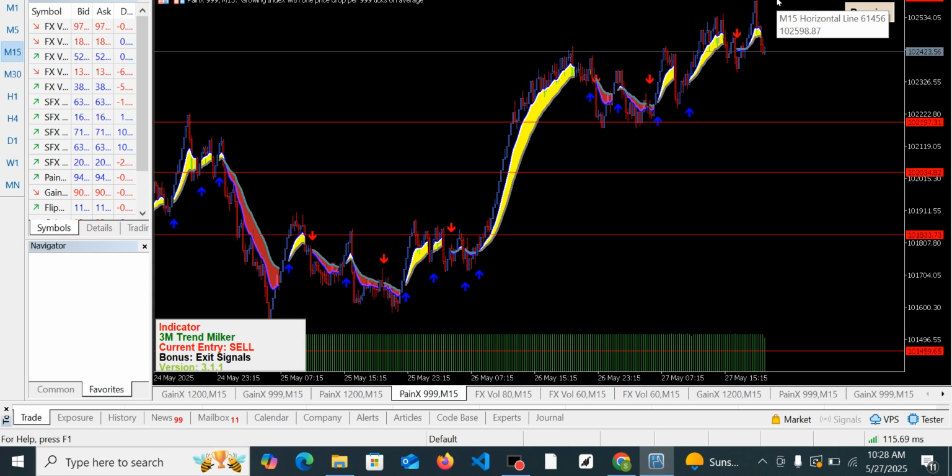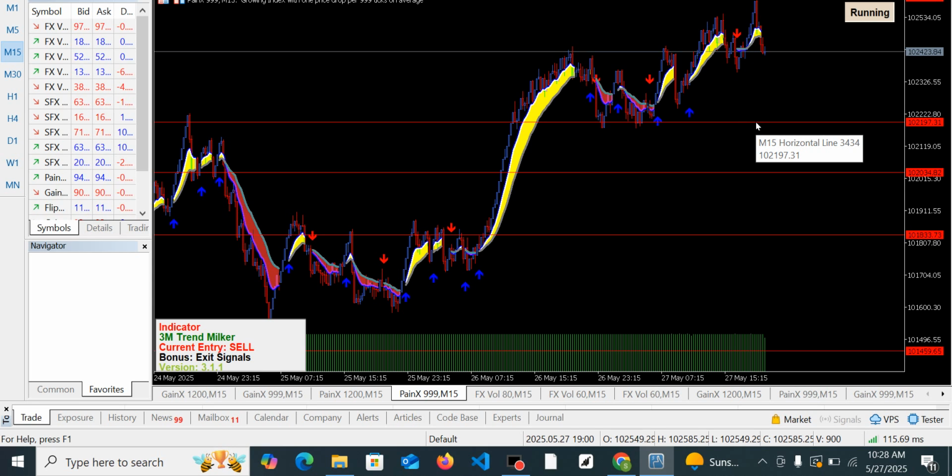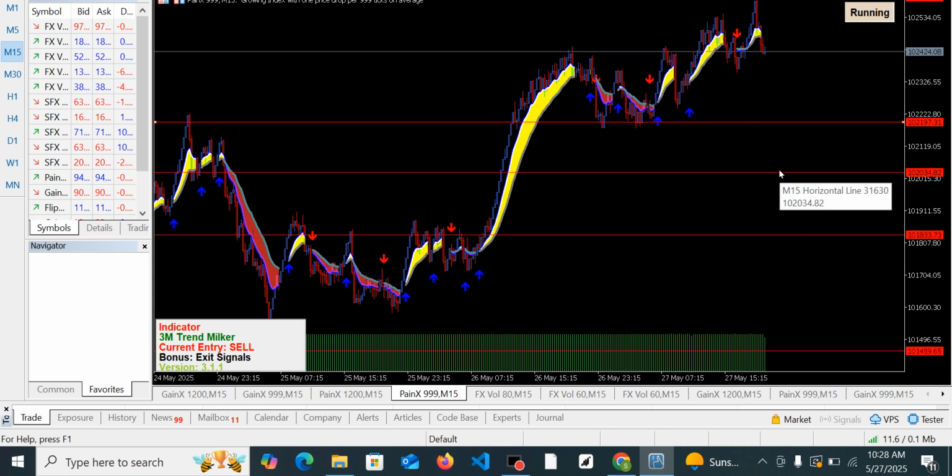So if it's unable to break out above this resistance zone, then we are most likely to have a downtrend right from there, and it might sell till it gets to this particular spot first. And if it breaks out from here, then we get to see more selling opportunity. It will get to this region and may likely get to this region also.